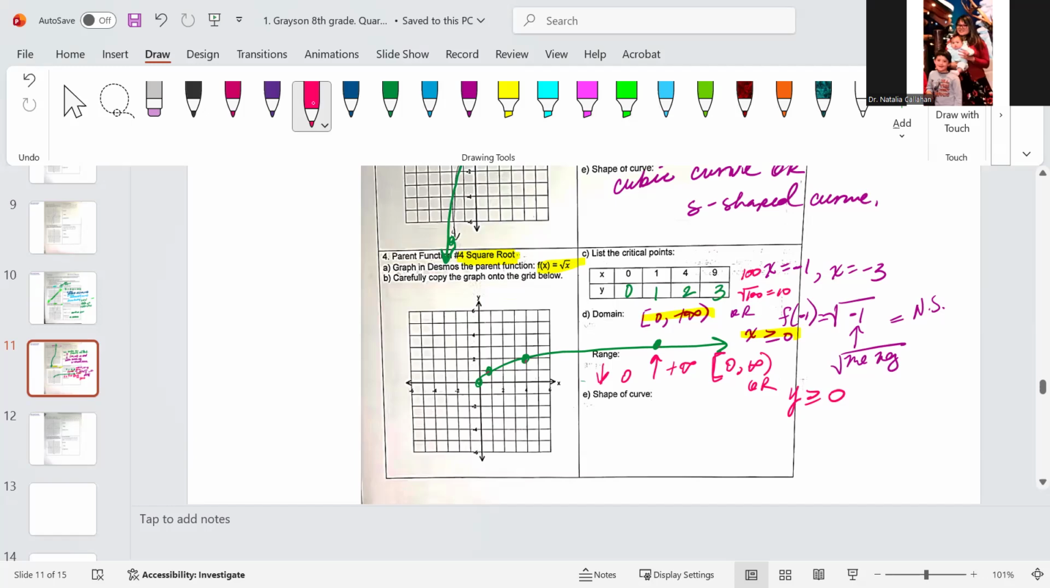Okay. What would you call the shape of the curve? What does it look like? I don't know. It just looks like a little curve, doesn't it? Just like an increasing curve.